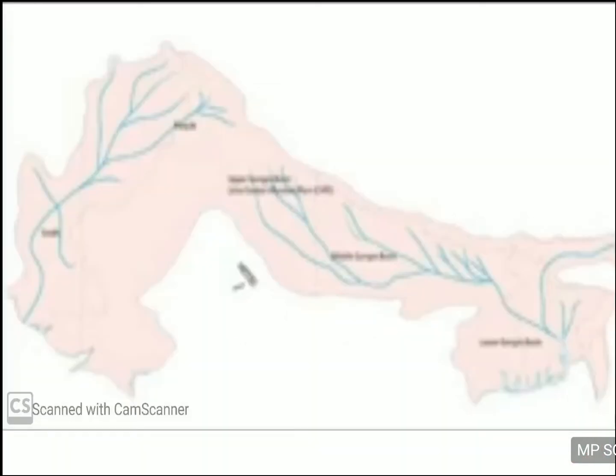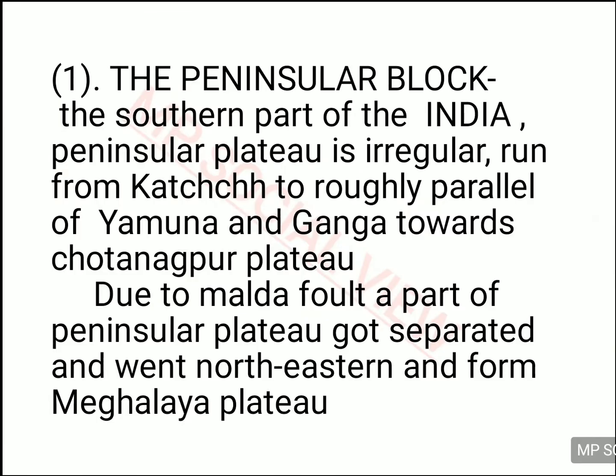And the third is our Great Indian Northern Plain. It is in between the peninsular block and the Great Indian Himalayan mountains. So in between those two blocks, this third block is there in India. So first we are going to see the peninsular block and how this peninsular block is formed. It's a very interesting story.